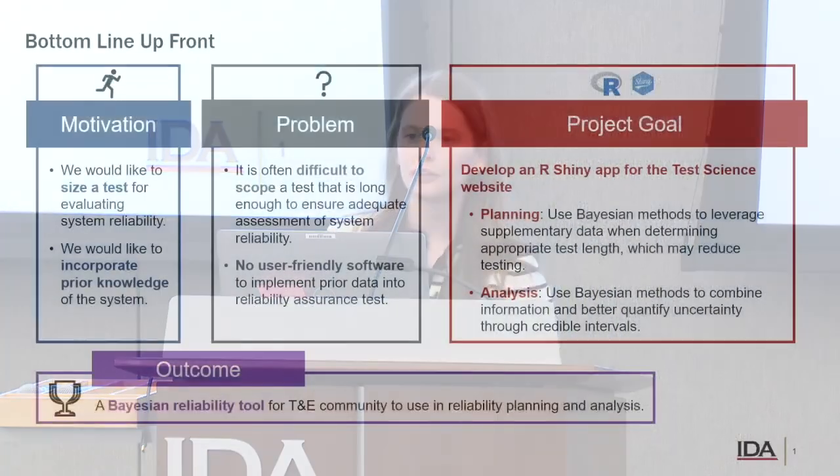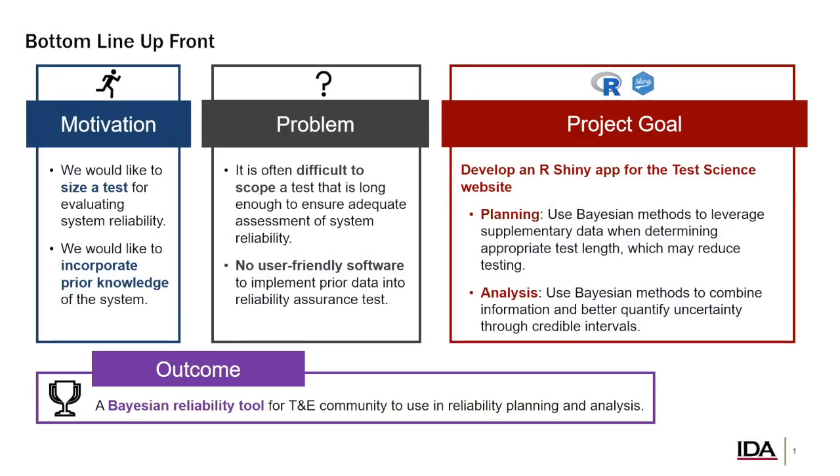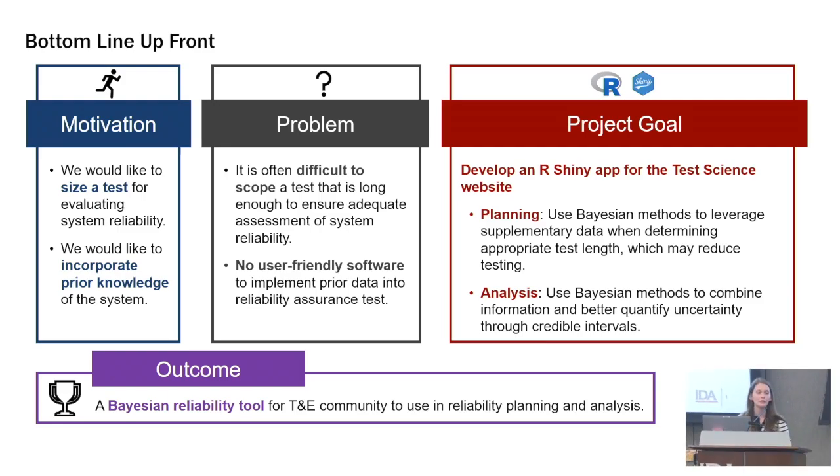Okay, and the big question that we wanted to answer here is, how long should we test a system for to adequately assess system reliability? As we know, traditional approaches often require very lengthy test durations. The idea is that if we incorporate prior knowledge about the system into the test planning process, then we can hopefully reduce the required amount of testing necessary. The problem is there is currently no user-friendly software to perform this kind of analysis, and so that's where my project came in.